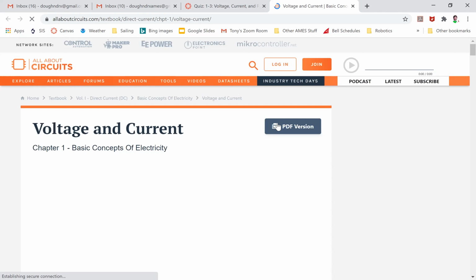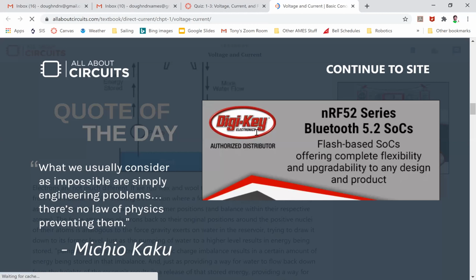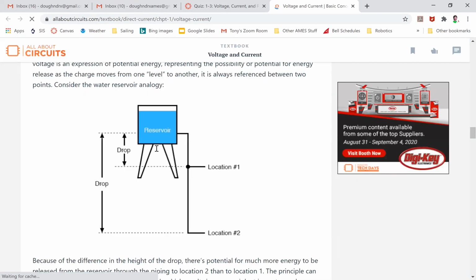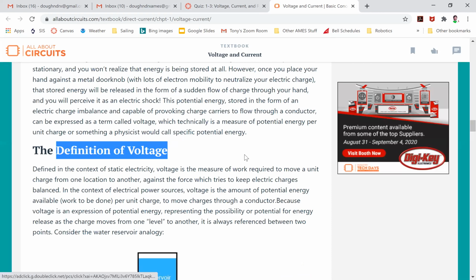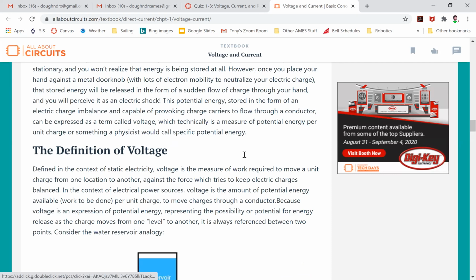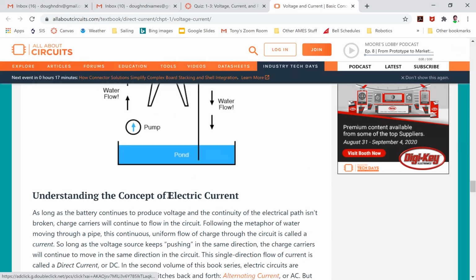If you read through here, now I'm not going to read through this for you. It's not my job to read the text to you. It's your job to read this for yourself, but I think it does a pretty good job of saying what is voltage, and then further on down, it talks about what is current. Understanding the concept of electric current. I'm going to give you a quick summary, but I want you guys to read this for yourself.